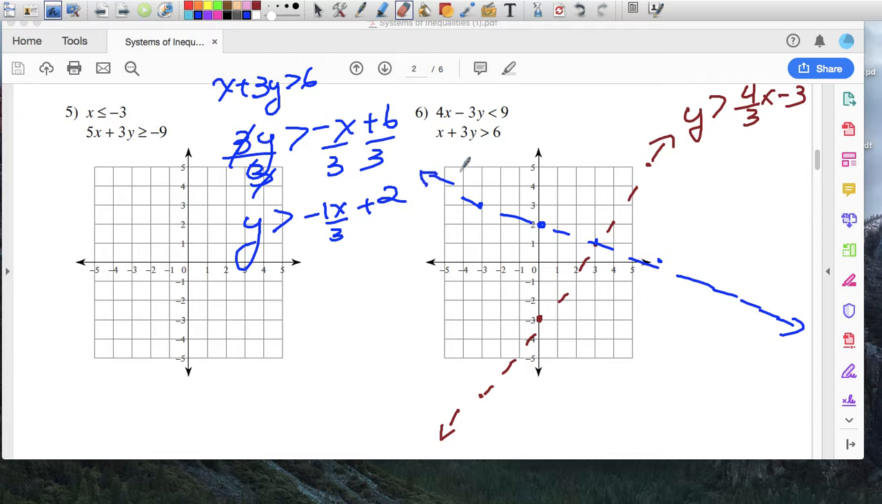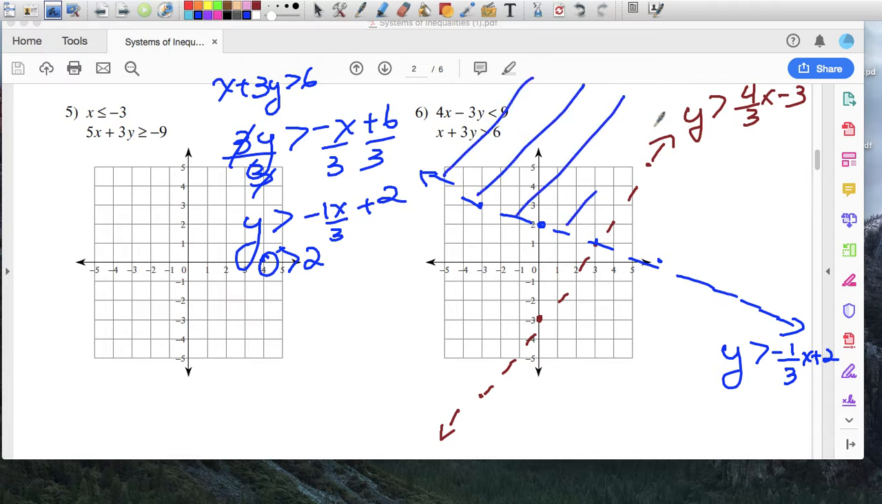Oh, I didn't do any tests. Ugh. It's Friday, forgive me. So let me just take care of the blue. So for the blue, let's do a 0, 0 test. So it's either going to be above the blue line or below the blue line. So if I do 0, 0, y equals 0, x is 0, so that's going to be just 0 plus 2. Is 0 greater than 2? No, it's not. So for the blue line, we want above the blue line.